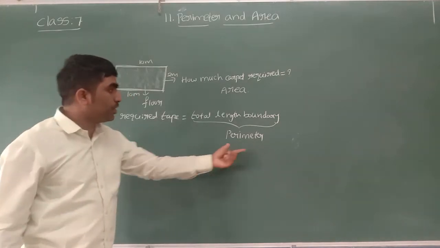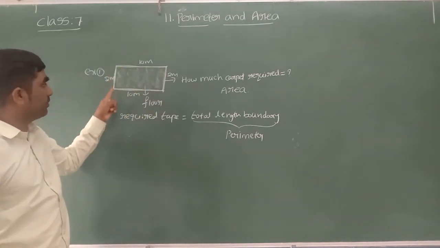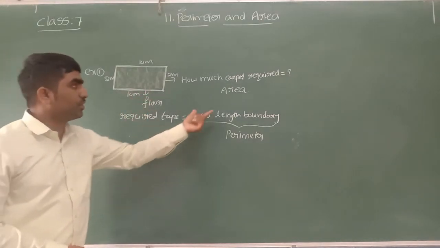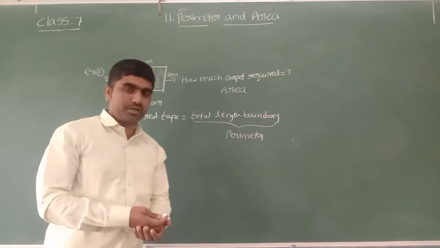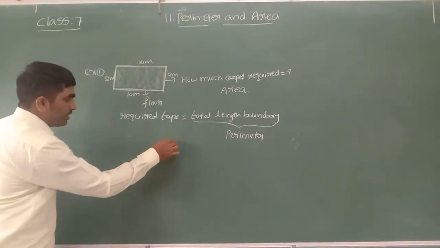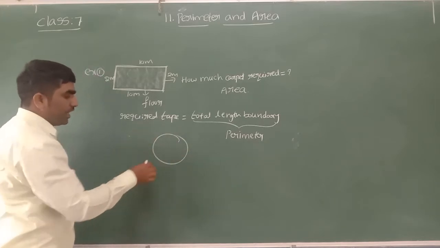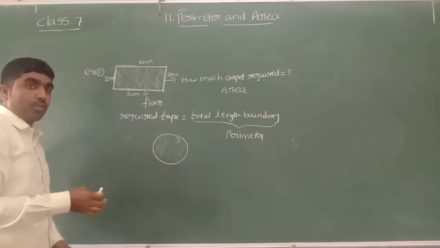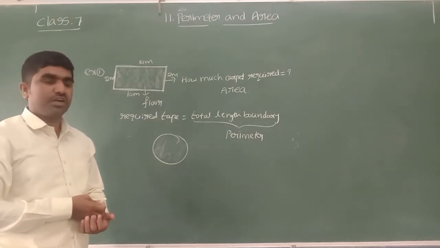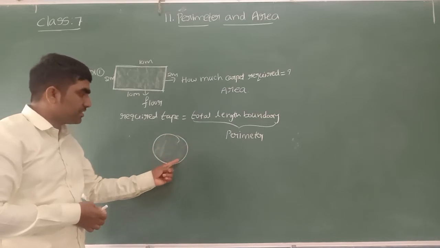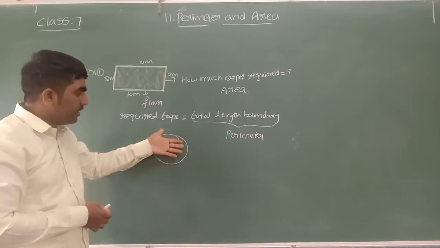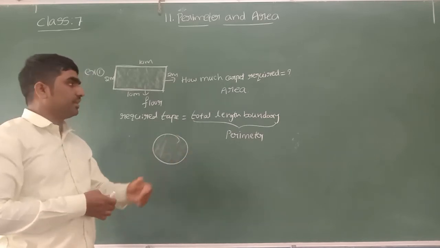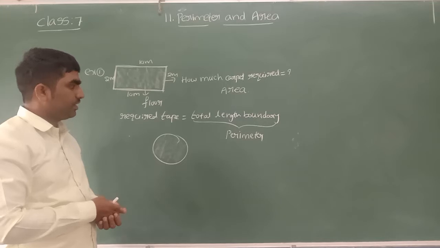Now perimeter is equal to what? The total length of the boundary, which is 24 in this example. So this is about what is area and what is perimeter. Suppose I have one circular park and I want to cover it with grassland. How much grassland do we need to purchase? To know that, it's enough to find its area, I mean the inside place. Once you find the area, we get the solution.